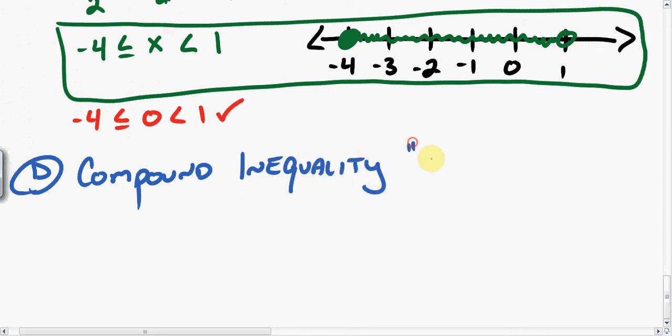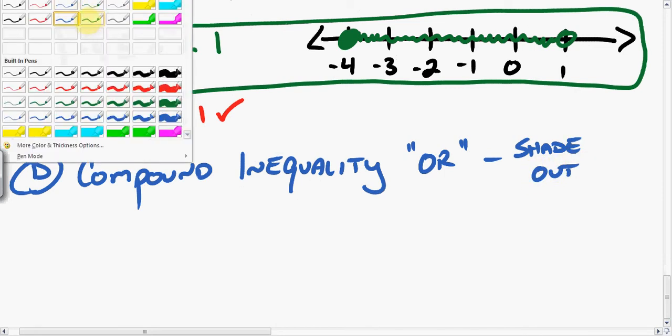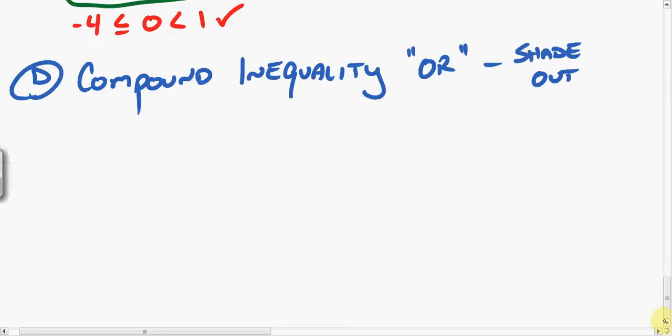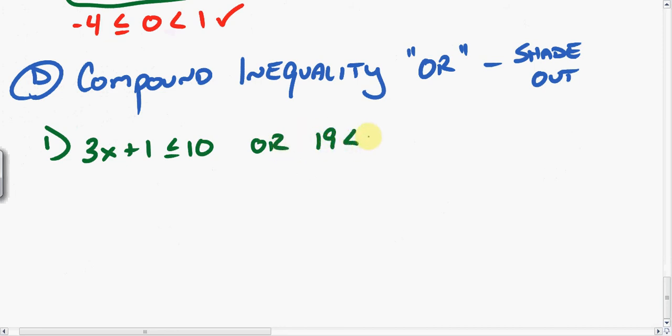And we're going to look at our OR inequality. So if you were to shade in with AND, or remember, we're going to shade out. So that'll help us when we get to the graphing portion of the problem. So what's the problem? You're probably asking yourself. Well, let's look at, nope, I'm sorry. 3x plus 1 is less than or equal to 10, or 19 is less than 4x minus 1.